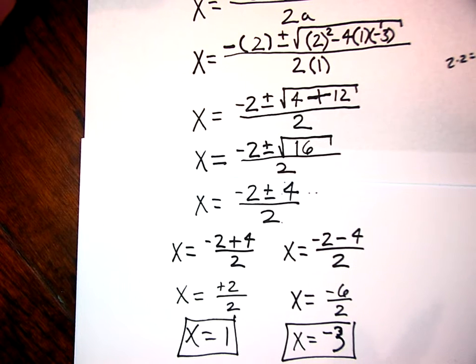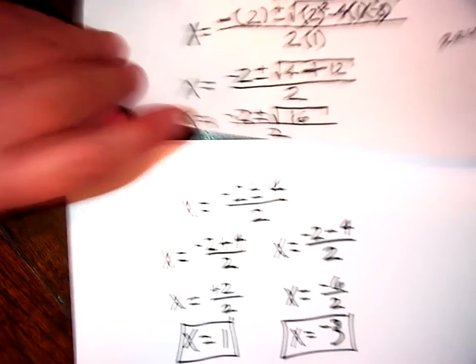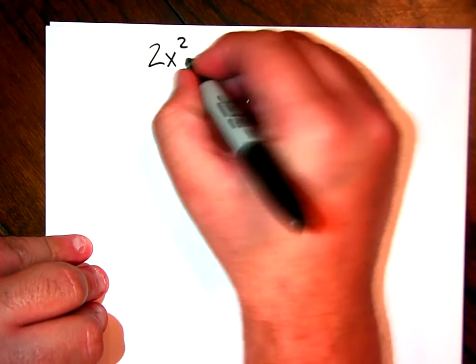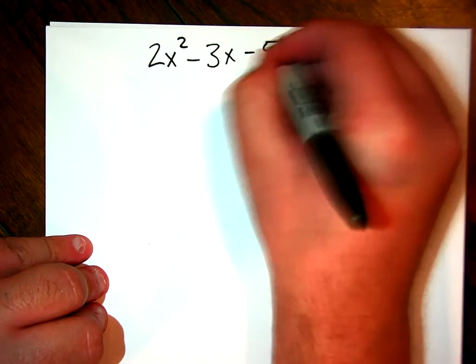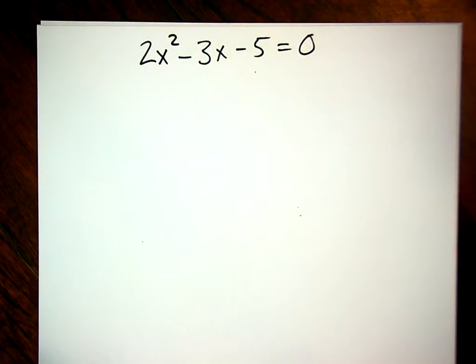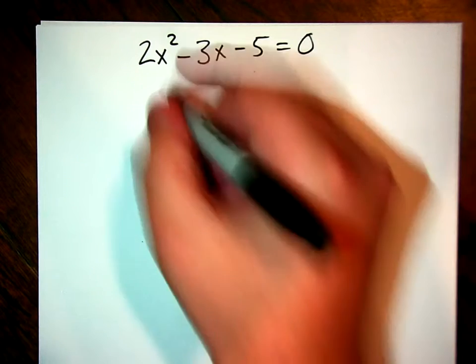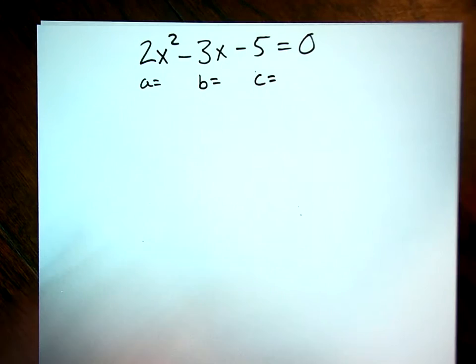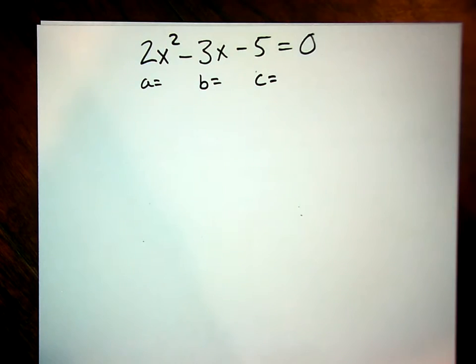Now let's take a look at one more example just for fluency. So this time we're going to look at the example 2x squared minus 3x minus 5 equals 0. So first thing, we need to know what A, what B, and what C are. We need to know what those three variables are going to be for this equation.